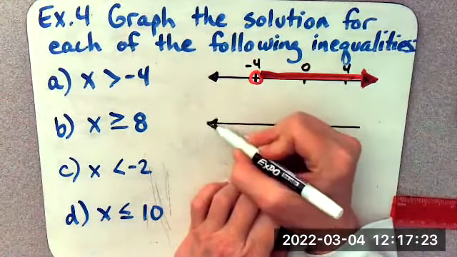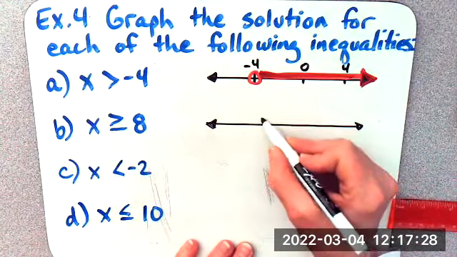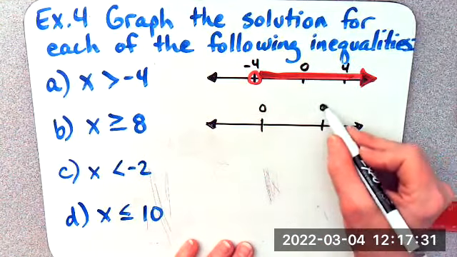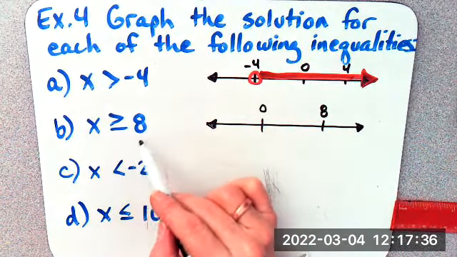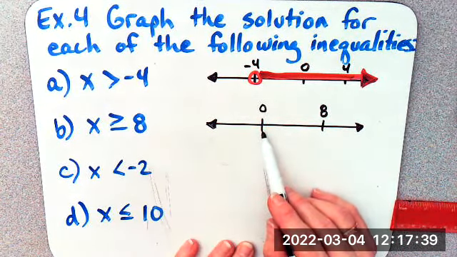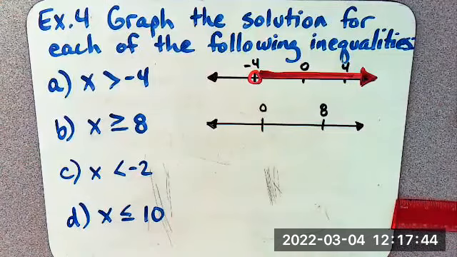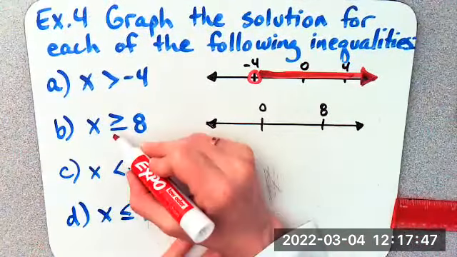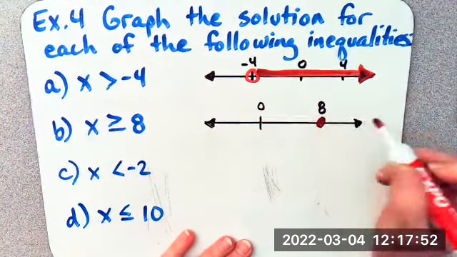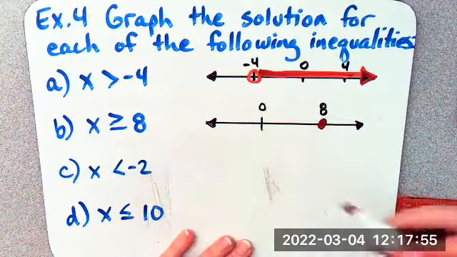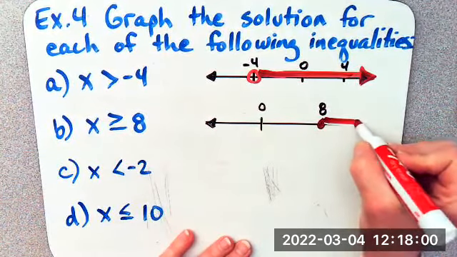All right, so this, we have 8. So we're going to put a 0 here and an 8 over here. And we have x is greater than or equal to 8. Is 0 greater than or equal to 8? No. So because of the equal bar, we now get to use a solid point because 8 is part of the solution. Since 0 is not part of the solution, we are going to shade this direction.